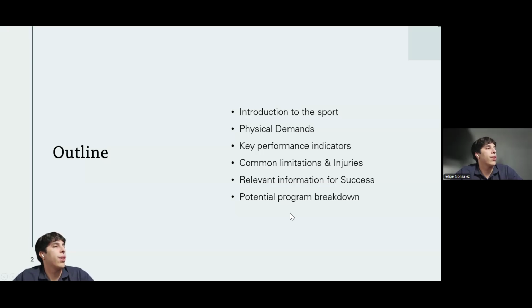This is my outline for today. It's going to be the introduction to the sport, physical demands, key performance indicators, common limitations and injuries, relevant information for success, and potential program breakdown.